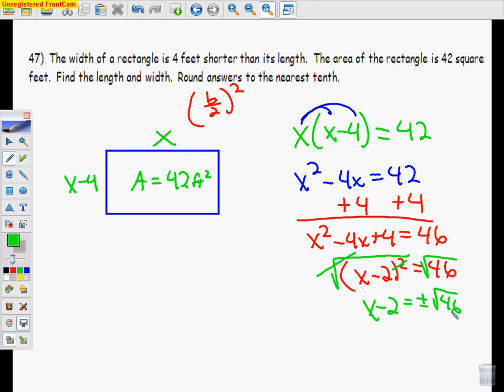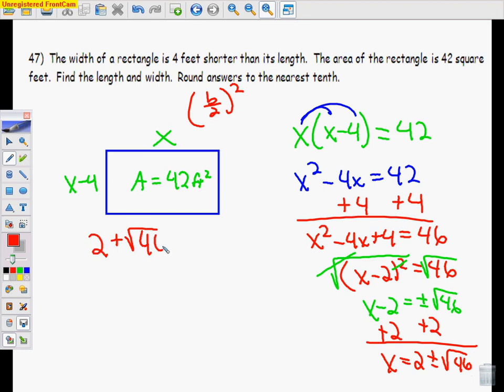We can continue to solve that by adding 2 to both sides. So let's add 2 here and here. So we get x equals 2 plus or minus the square root of 46. Now, those are the answers. Now, when you plug in 2 plus the square root of 46 into your calculator, you get approximately 8.78.